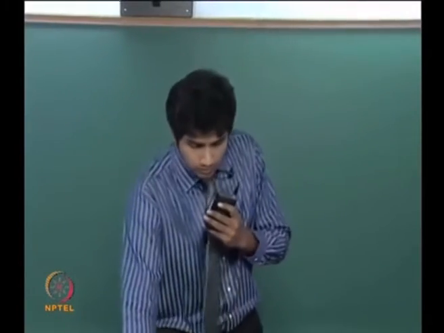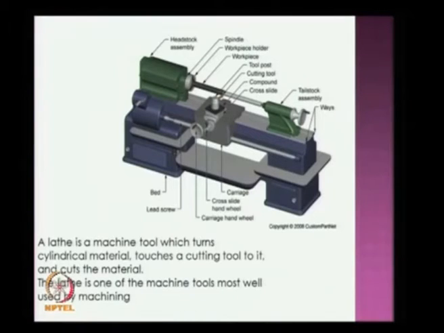CH10B017. Today I am here to talk about the lathe machine, which is very familiar to us from our first year. A lathe machine is a machine tool which turns cylindrical material, touches a cutting tool to it and cuts the material. The lathe is one of the most widely used machine tools in machining.